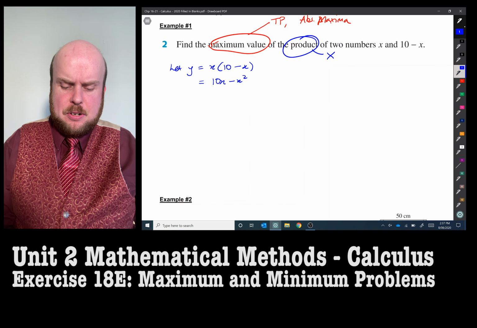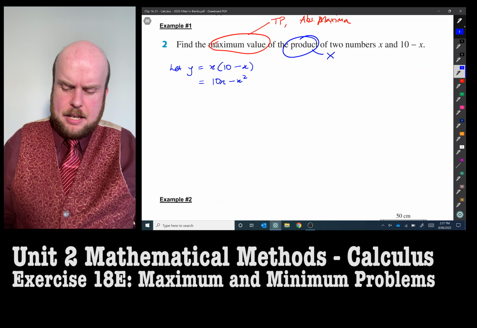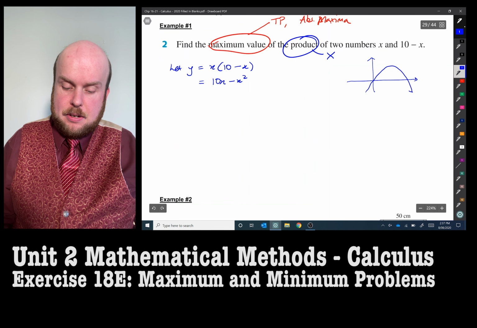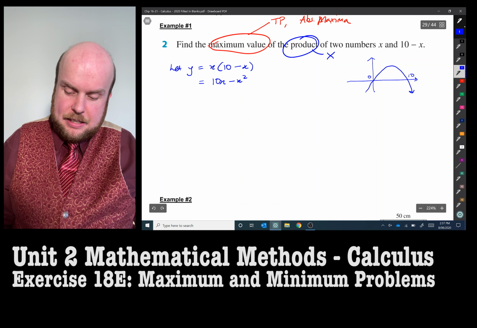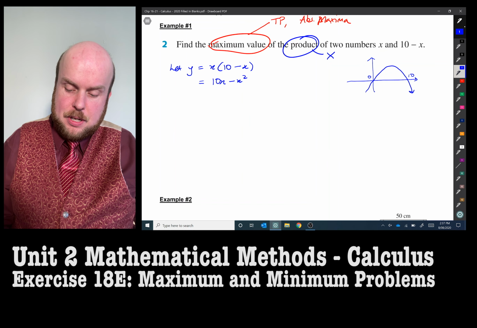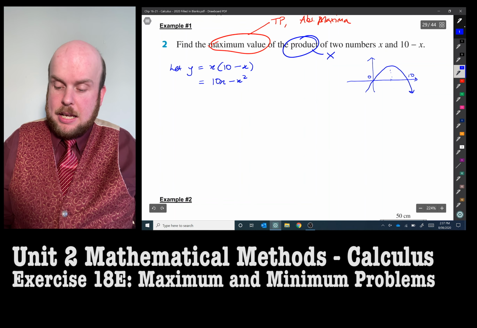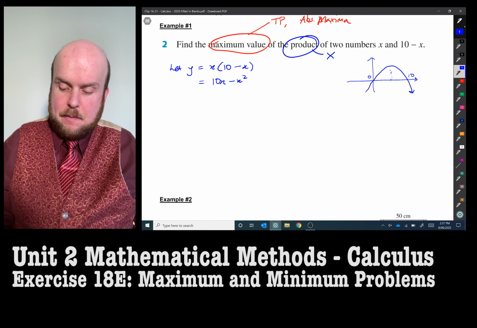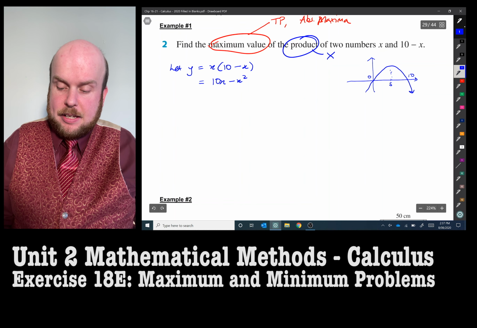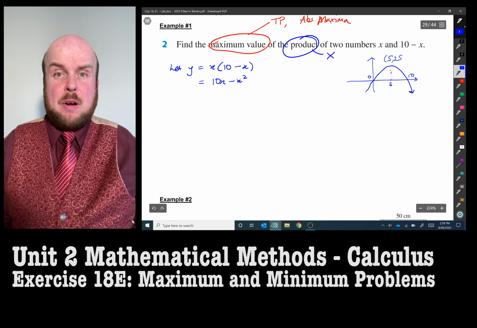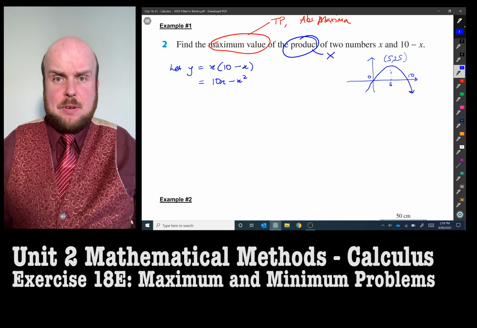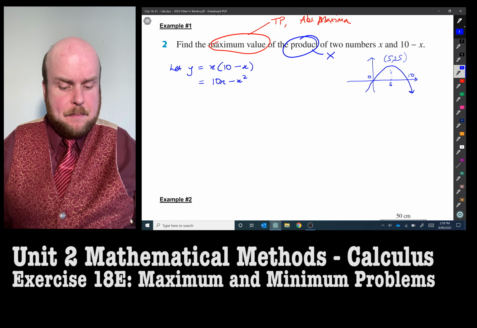It's quite likely you can almost draw what it's going to look like. I think from just looking at it, it probably will look something like this, where 10 is here, 0 is here. I would dare say the turning point will be smack bang in between these intercepts, so it'll be 5. And if I substitute 5 into this equation, 5 times 5 is 25. So that's me solving this question without even using calculus. But let's use the calculus to back myself up.